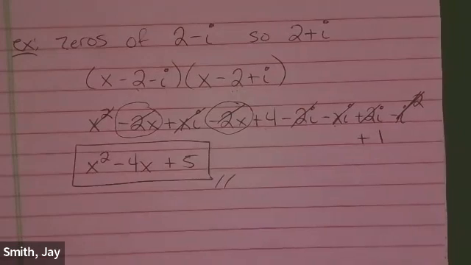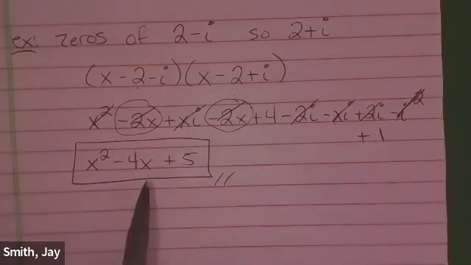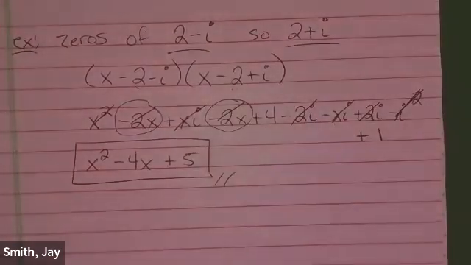An easy way to check this is to simply use your calculator. You can plug in a is equal to 1, b is equal to negative 4, and c is equal to 5. And our answers that it should spit out are 2 minus i and 2 plus i.